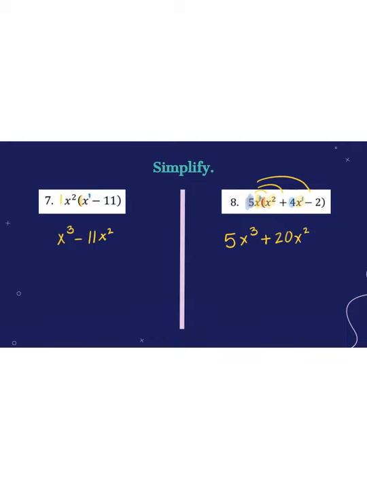Okay, and then I have this minus 2. Well, I don't have another negative in there, so I know that's going to remain a negative or a minus. Okay, and then 2 times that 5 gives me a 10. And then 2 times that x to the first is just an x. So you have 5x to the third plus 20x squared minus 10x.